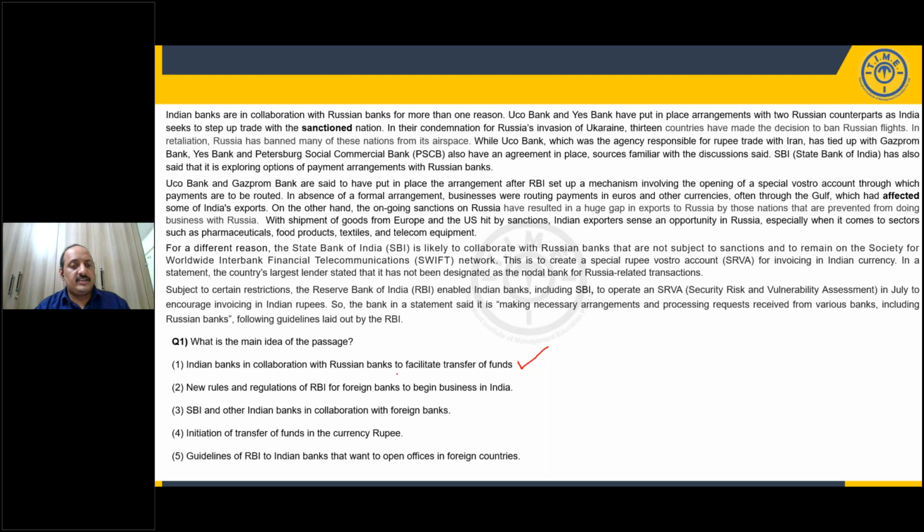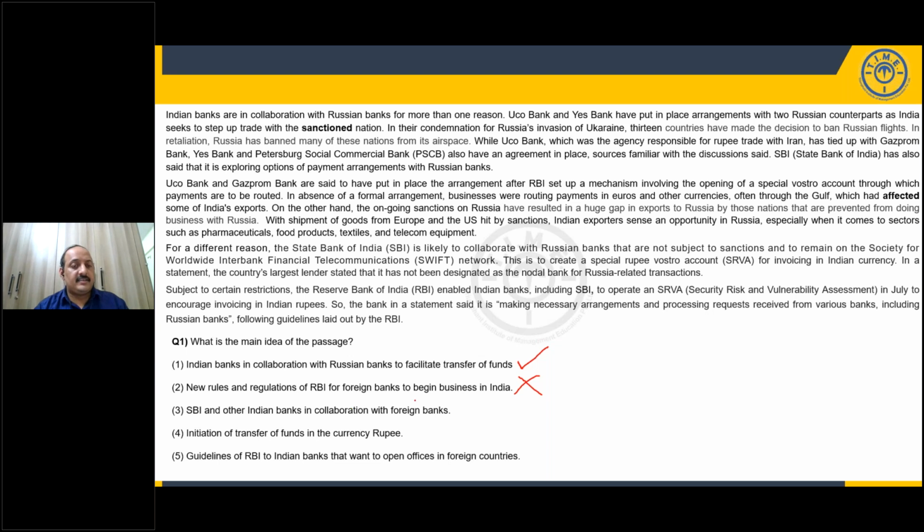So new rules and regulations of the RBI for foreign banks to begin business in India. But that is wrong. While there are some new rules and regulations, that's not for foreign banks to begin business in India. That's for the Indian banks to collaborate with the foreign banks and not for them to begin business. So 2 is definitely eliminated.